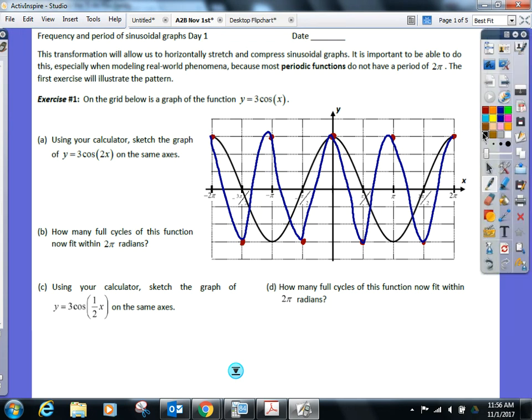If you want to get different colors, pen versus pencil, that's your call. Well, a little bit different. A little bit different.